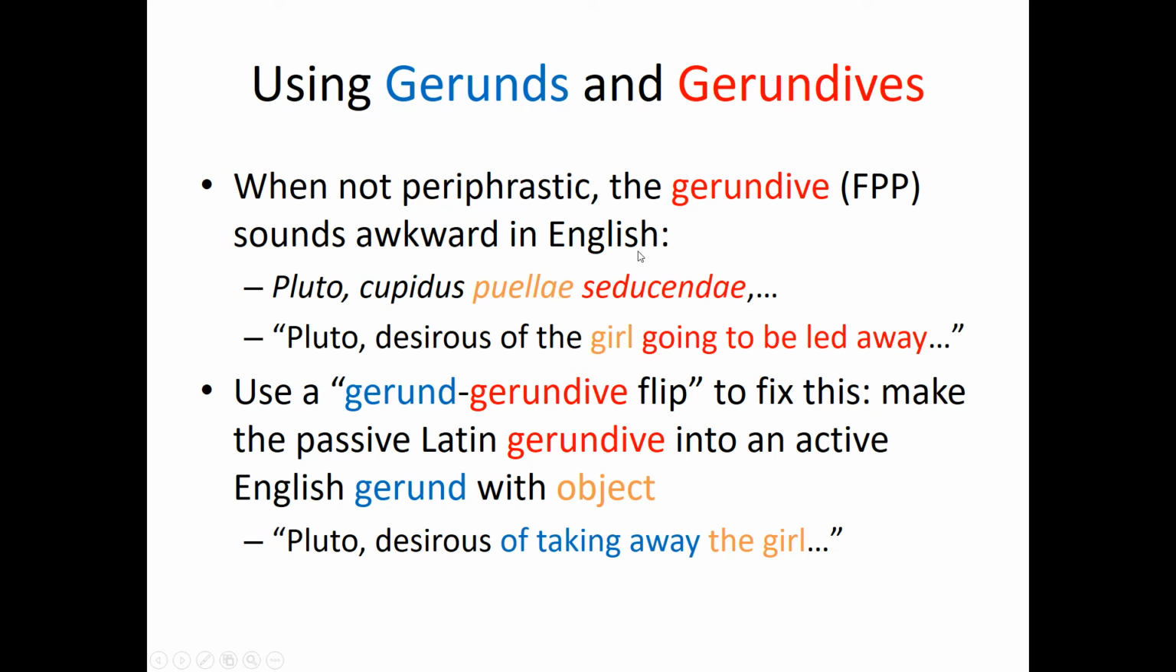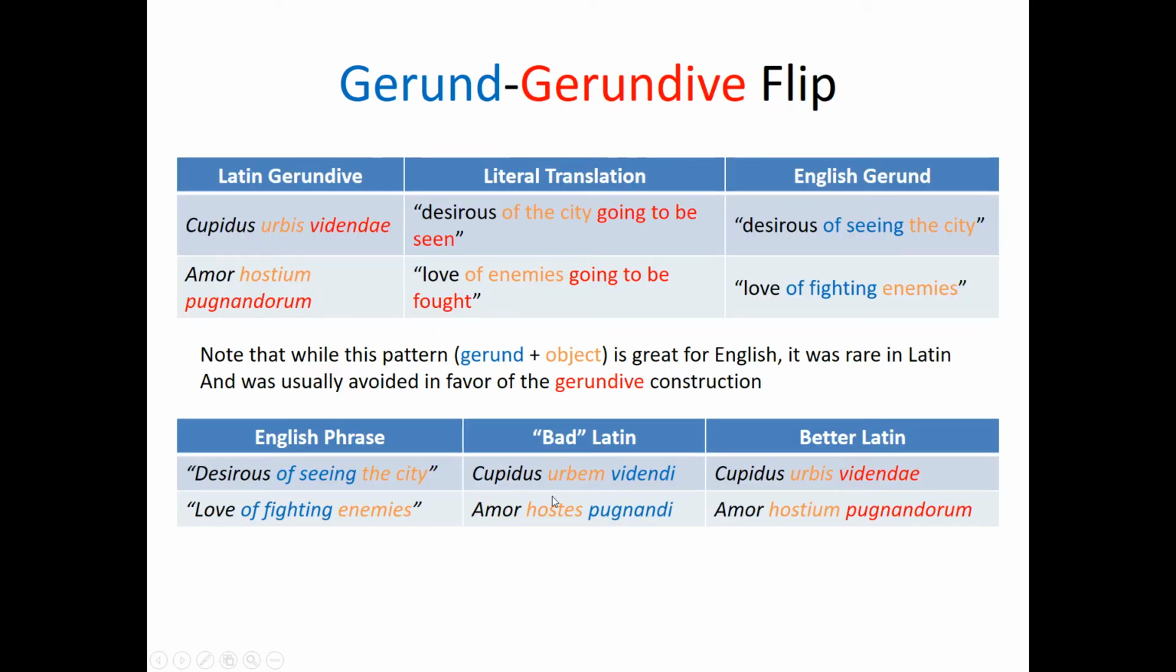So in English, to render this properly, the way that we fix it is by taking this word that is a gerundive and treating it like a gerund in English. So changing going to be led away into taking away, leading away, making it a gerund in English. And then the word that the gerundive was modifying, puellae, girl, becomes the object of that gerund. Okay, because that's the way that we would normally write this in English.